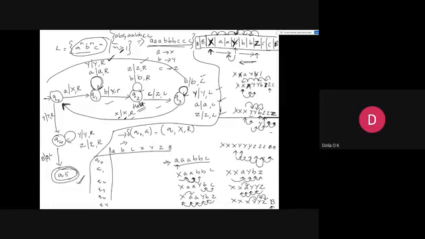Any doubt? So suppose next I will give a question, so you can check out this question. Design a Turing machine. Write down the question. Design the Turing machine which recognizes the language L equal to 0 1 star 0.